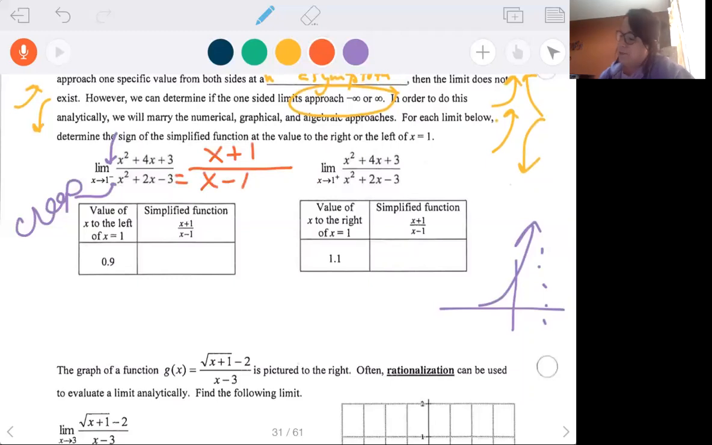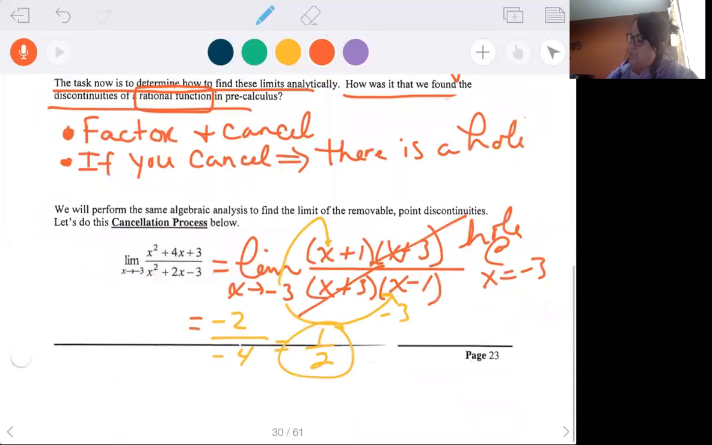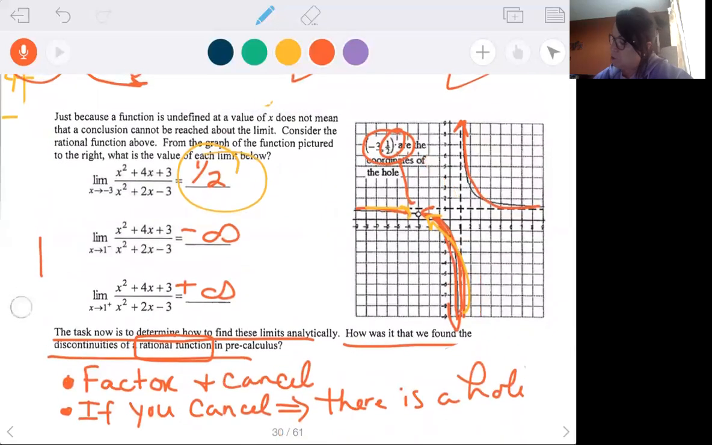So when I put in 0.9, when I go directly to the left of 1, I end up with a positive number on the top. It doesn't matter what that number is, and 0.9 minus 1 is negative. What that means is I'm heading to negative infinity. So to decide which infinity you go to, you become what I call a numeric creeper. Notice being a numeric creeper matched the behavior of this graph as I approached 1 from the left. I was going down. Okay, so we say negative infinity.